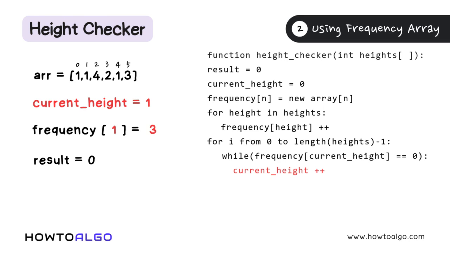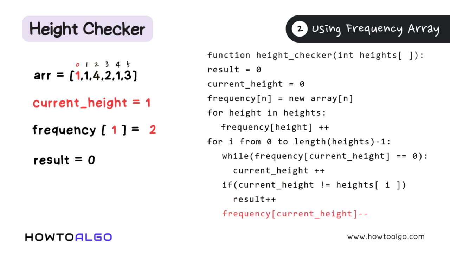We now start looping through the heights array. At index 0, height is 1, current height is 1, and frequency of 1 is not 0. There is no mismatch. The current height is equal to the height at index 0. Therefore, we skip this condition and decrease frequency of 1. At index 1, height is 1, current height is 1, and frequency of 1 is not 0. There is no mismatch. The current height is equal to the height at index 1. Therefore, we skip this condition and decrease the frequency of 1.